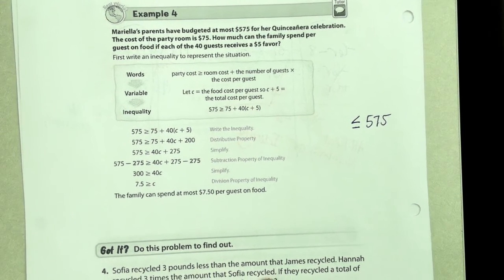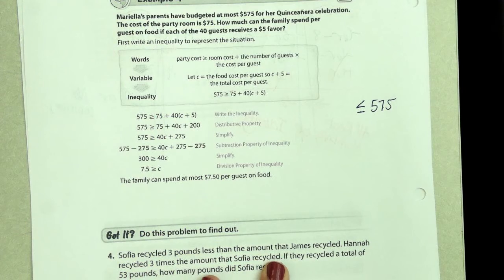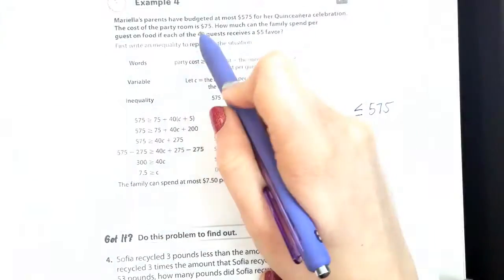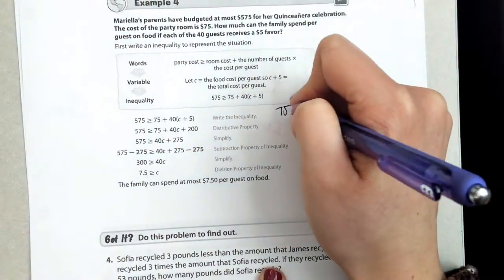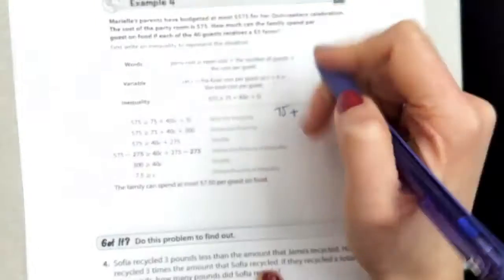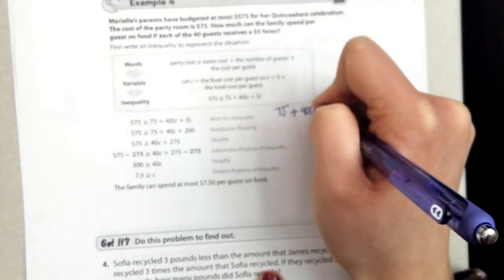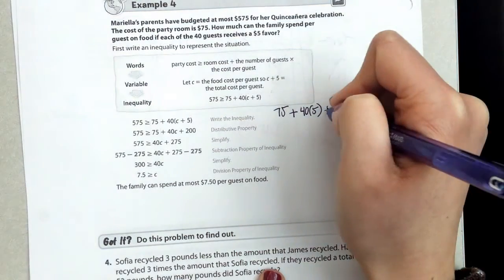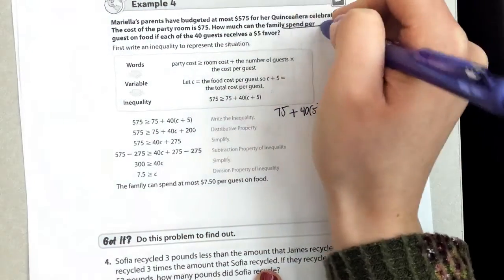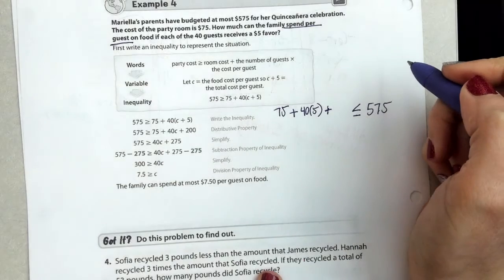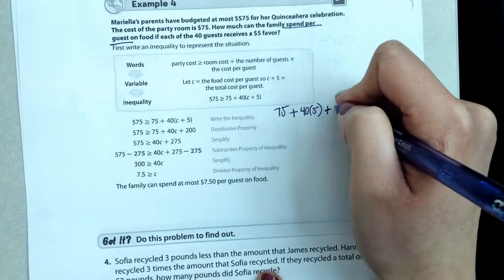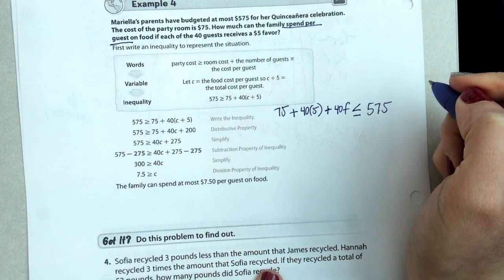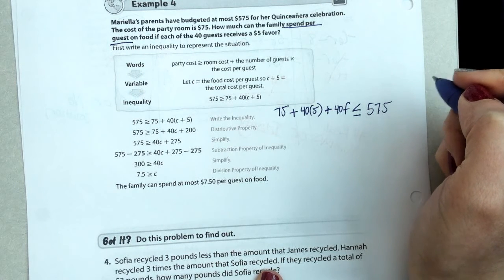So I like to think first, okay, what's my constants, what's my coefficients? So I know 75 is a constant. It's a one-time fee for the room. I also know each of the 40 guests get a $5 favor. And what I'm trying to find is how much can they spend per guest on food. So I'm going to say 40 people times F, F standing for the cost for food for each person.